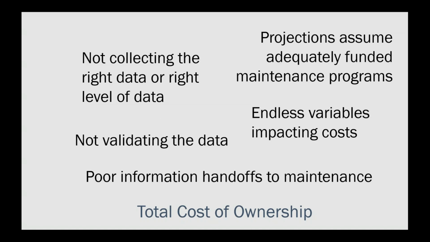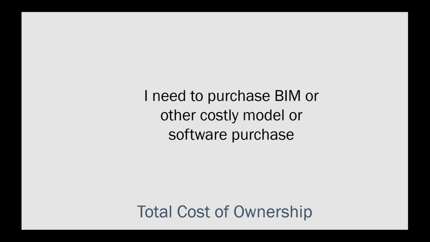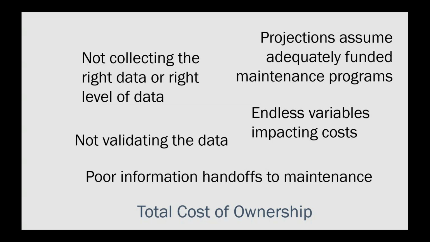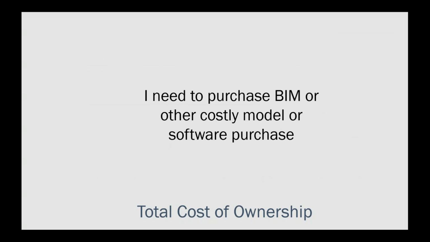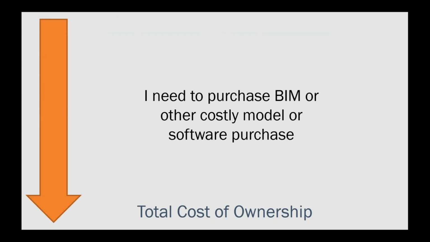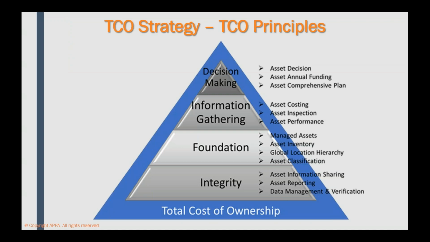And the last one is the need to purchase a BIM or a costly software purchase. That is a big prohibitor. All of these really become a prohibitor for implementing total cost of ownership. And what we're going to do now is a deeper dive into these principles and how you can squash some of these prohibitors and implement TCO.